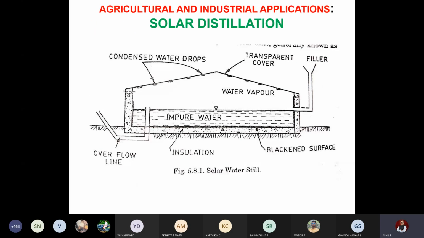The last application is solar distillation. It comes under agricultural and industrial applications. Solar distillation. Take down the sketch.